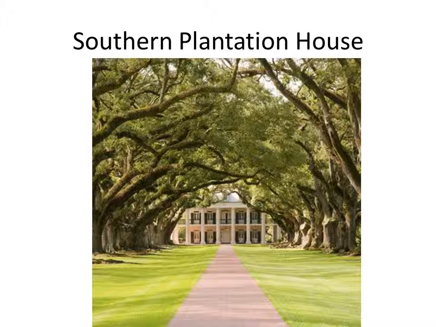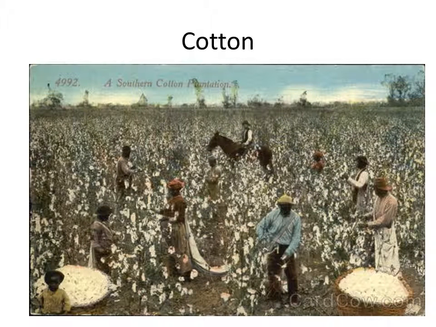Slaves were a key part of the southern economy. They were used to perform farm labor in the South, making the slave owners and landowners quite wealthy. This is a picture of a plantation home. The major crop at this time was cotton. In this picture you can see slaves of all ages harvesting the cotton.